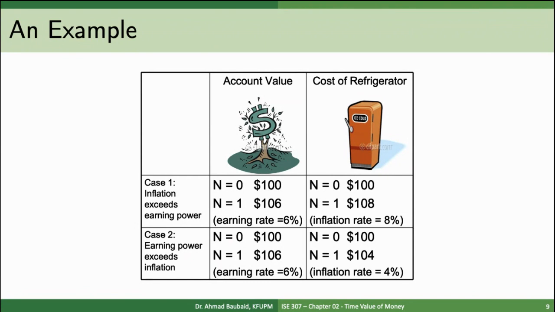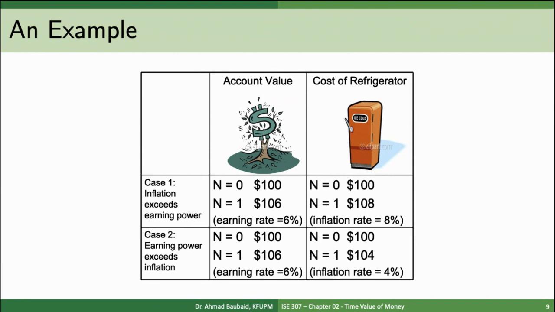Now let's suppose you're kind of smart maybe, or you're trying to be smart, and you invest your $100 today. And whatever place that you invested in, let's say it gives you 6%. So a year from now, you're going to have $106. However, at the same time, things get more expensive, and that's what we call inflation, right? So inflation, or "atabakhum," is the phenomenon of things getting more expensive with time.